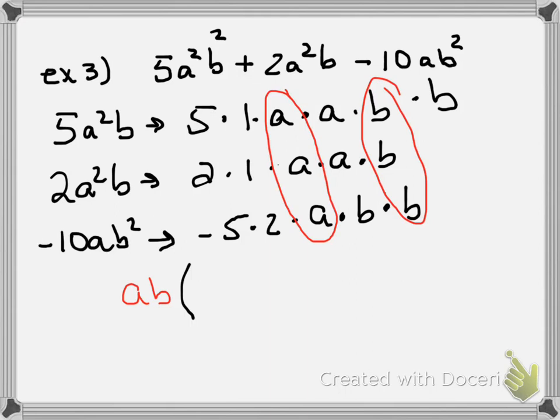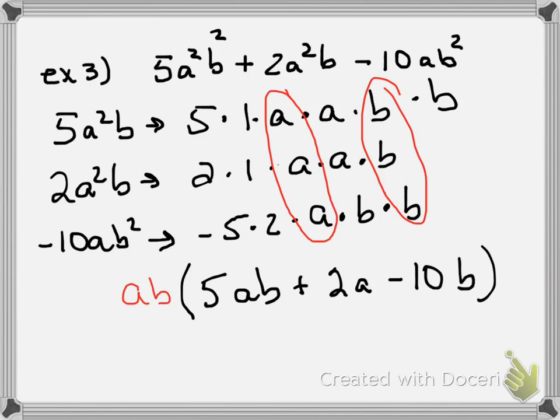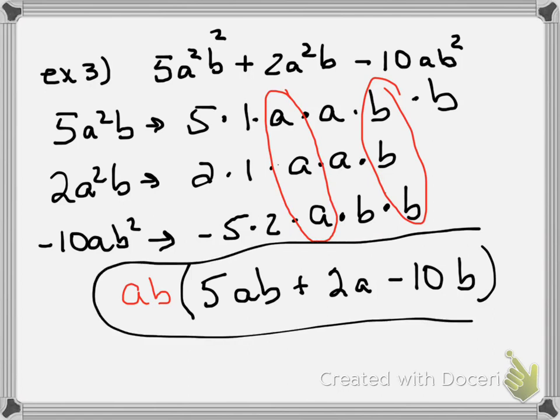I'm still taking ab out because I don't have enough b's to do this. So if I take it out, I got 5, and that means I have an ab left over. Alright, the next one, if I take an ab out, that means I got 2 and a left over. And the last one, I'm going to have an ab taken out. That means I'm going to have a negative 10. It looks like I'm just going to have negative 10b. And this is our answer.